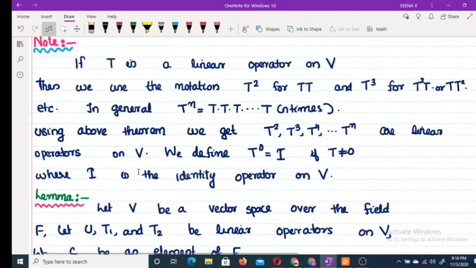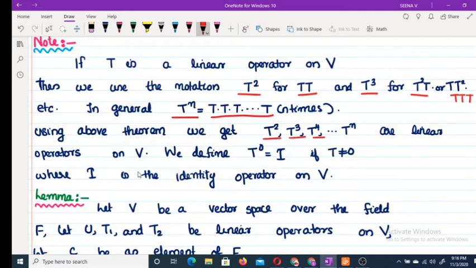Now, if T is a linear operator on V, then we use the notation T square for TT. And we use the notation T cube for T square T. In general, T raised to n you can write as T, T, etc., n times. So, using the above theorem, UT is a linear transformation. Similarly, TT is a linear transformation. Therefore, T square, T cube, T raised to 4, etc., T^n are linear operators on V.